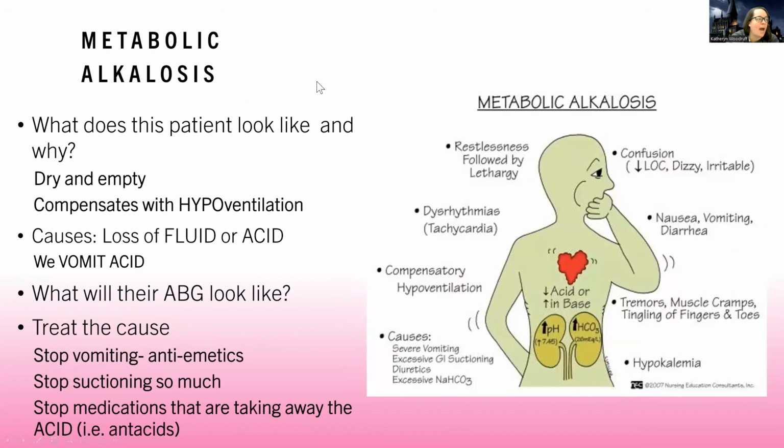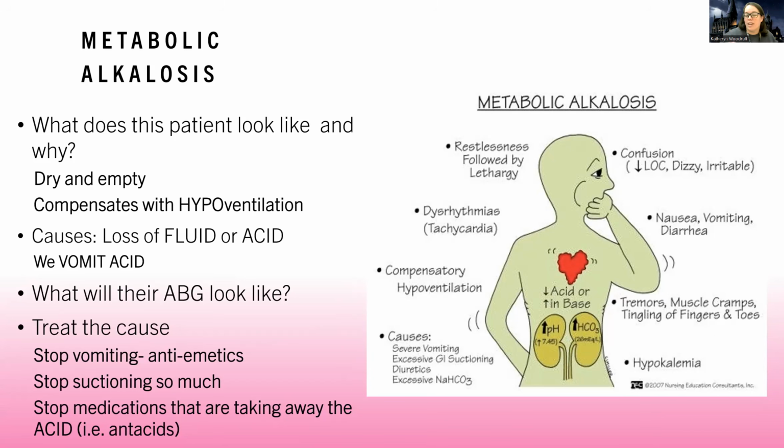Last but not least, there's metabolic alkalosis. So this patient is going to be dry and empty. What I mean by that is, with respiratory alkalosis, they're losing all their acid because they're breathing it out. Well, for these patients, they're losing their acid in a different way. Most of these patients are losing their acid because they're vomiting too much, or they have an NG tube. We're suctioning out too much of the acid from their stomach, or they could be taking antacids. In other words, we're taking away too much of their acid, or they're gaining too much base.